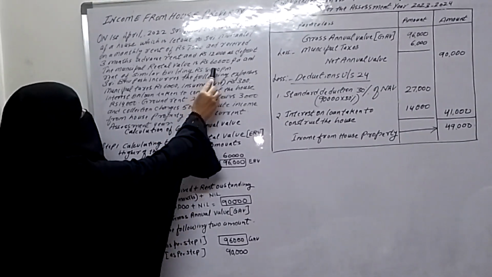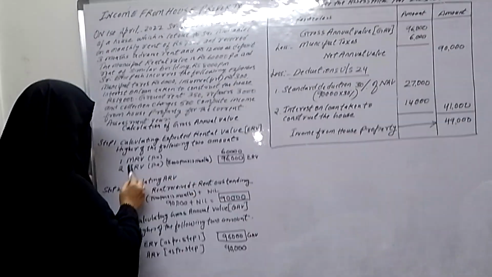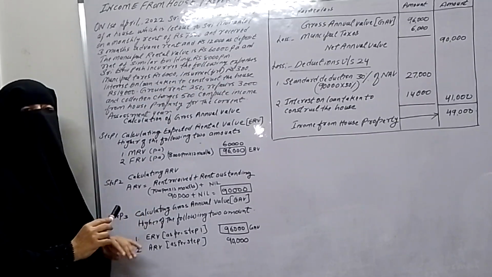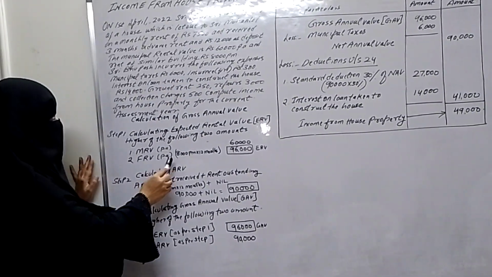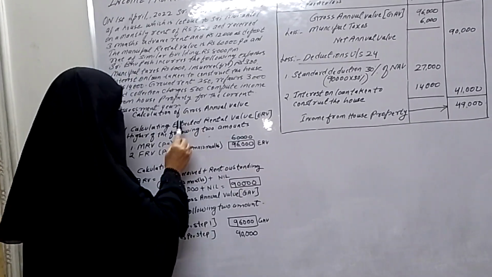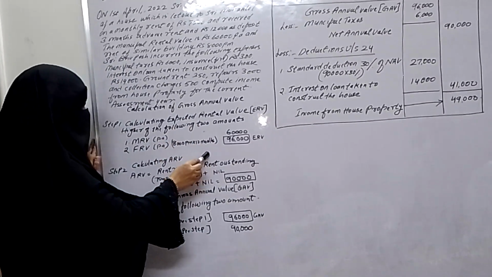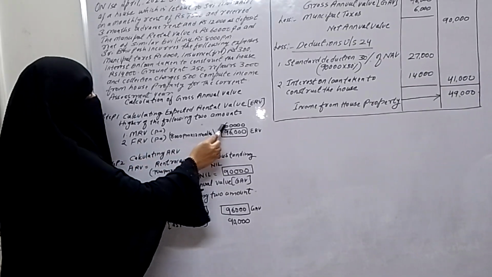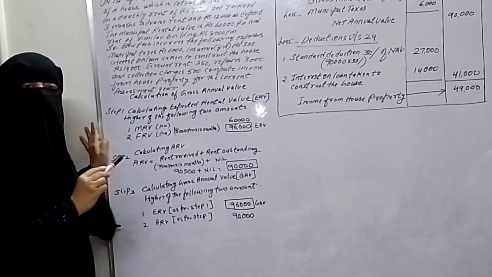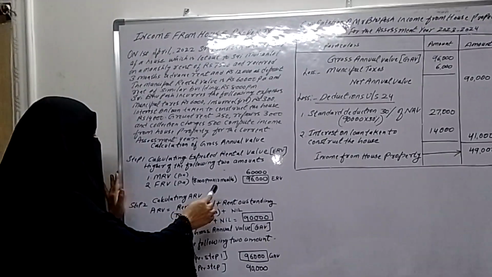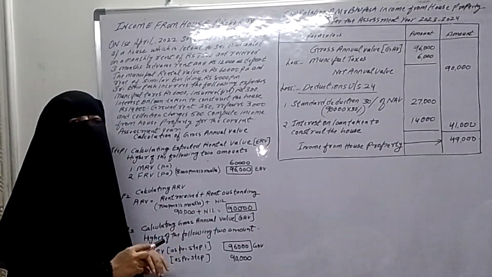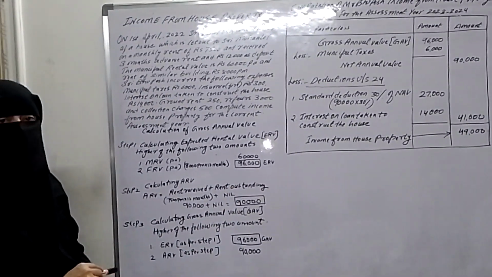MRV in the question is given as 60,000 per annum. FRV, fair rental value, that is rent of similar building, is 8,000 per month. So 8,000 per month into 12 months, we get 96,000. So expected rental value is the higher of the 2, MRV and FRV. MRV is 60,000, FRV is 96,000. So from these 2, the higher value is 96,000, the FRV. So this 96,000 is our expected rental value, that is ERV.